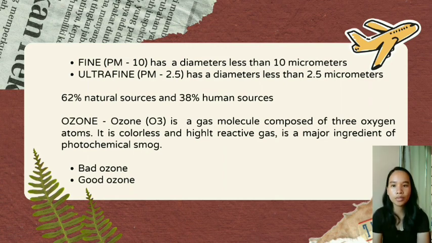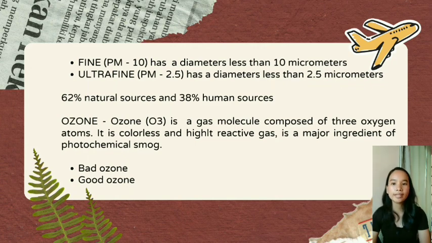And next is the ozone. Ozone is a gas molecule composed of three oxygen atoms. It is a colorless and highly reactive gas. It is also a major ingredient of photochemical smog.